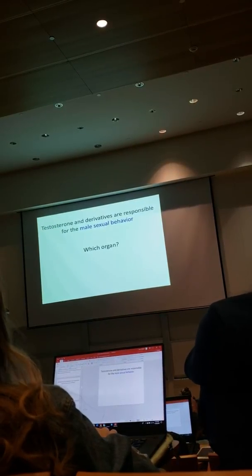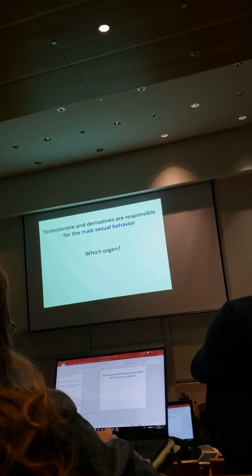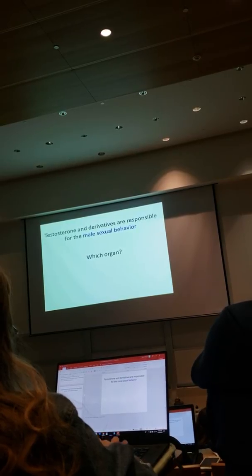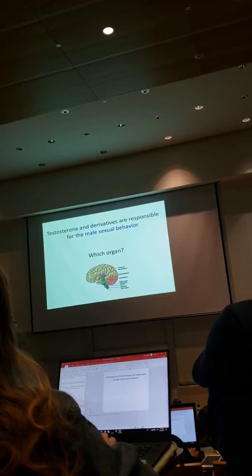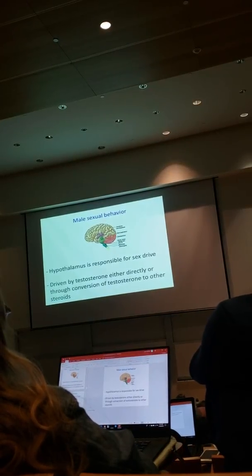The sexual behavior, everything is in the brain, and where specifically in the brain? The hypothalamus. We talked about the thirst drive, we talked about the hunger drive, satiety, and this is the sex drive. It's all in the hypothalamus. It's actually not testosterone, it's going to be derivatives of testosterone, but the same idea, androgens.